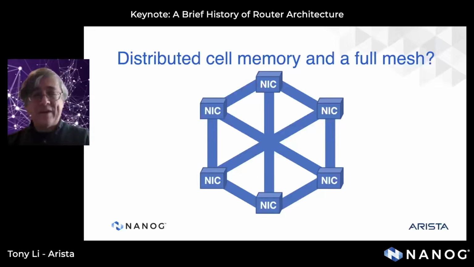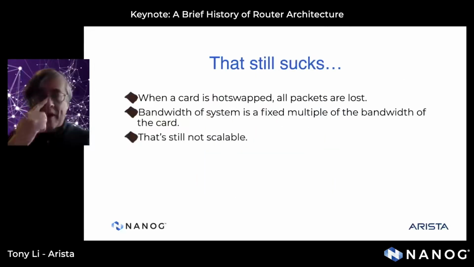But we've created another problem by doing this. What happens if you lose a NIC? If you hot swap a card out, all the packets throughout the system are lost. You've lost cells from everything. You can't reassemble anything, so basically, it's restart the forwarding plane.